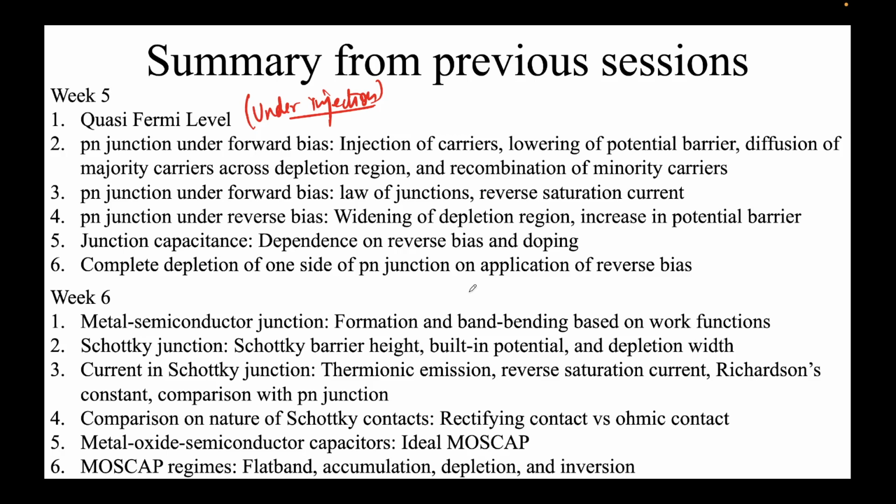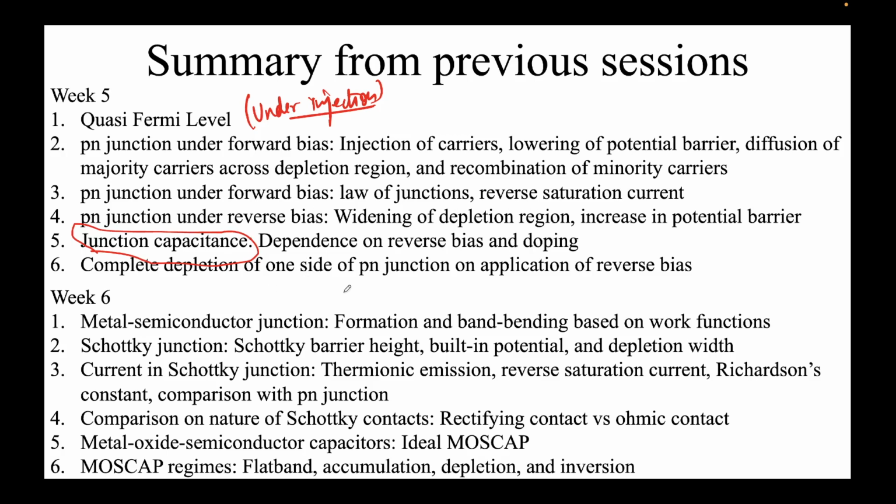All right, so I'll quickly go through the summary for last week also. Under reverse bias we saw depletion region widening. We also saw an important concept of junction capacitance, which is valid in reverse bias. In forward bias we call it diffusion capacitance, and we saw its dependence on reverse bias and doping. If you recall the depletion region expression, it depended on the built-in potential and doping. So the same concept is revisited in this capacitance.